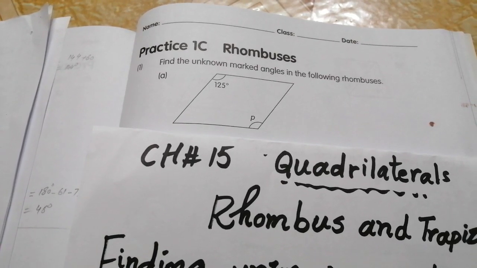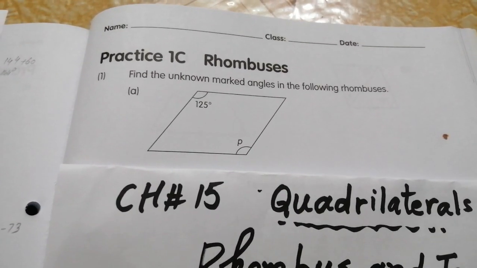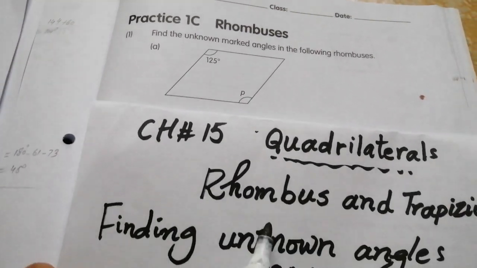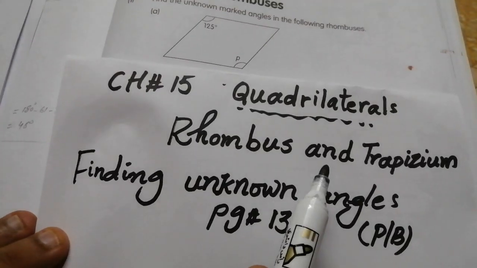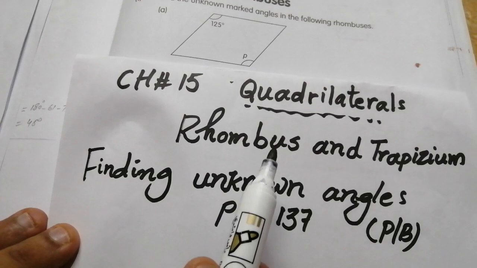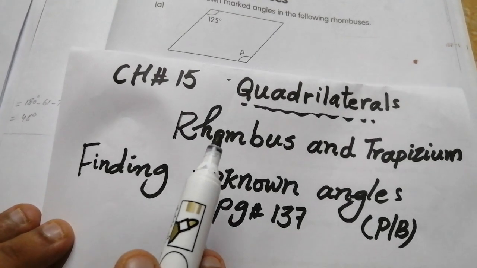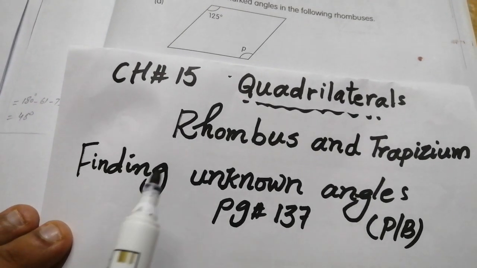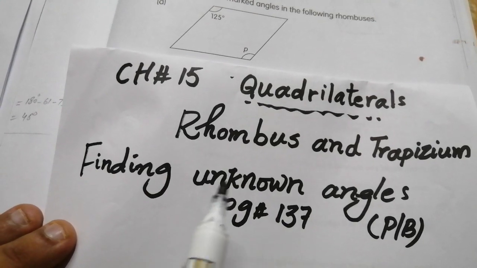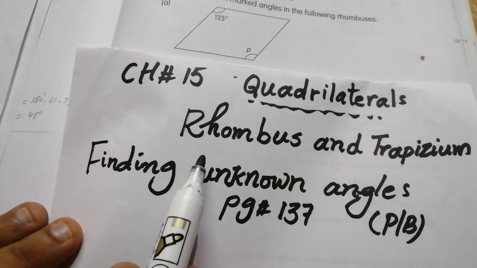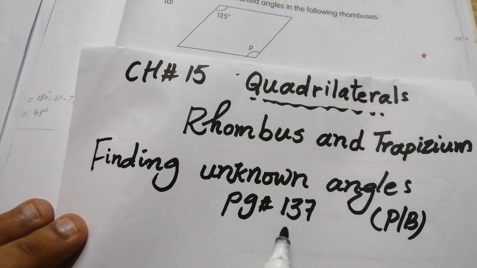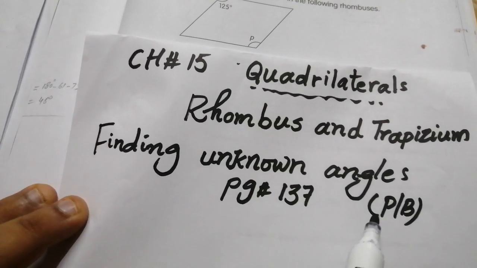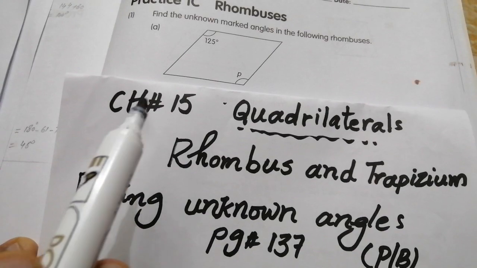I'm Mr. Claim. Today we're going to study rhombus and trapezium, right? Yesterday I explained about parallelogram, and today we're going to study how we can find the unknown angles in a rhombus or trapezium. This is page 137 in your practice book. You can go there and check these questions.